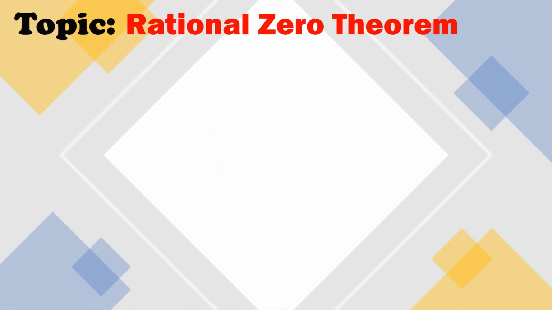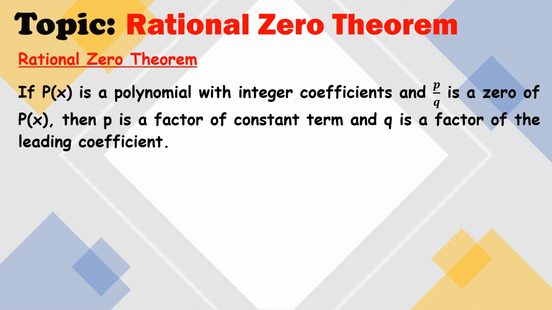The rational zero theorem. The rational zero theorem states that if p of x is a polynomial with integer coefficients and p over q is a zero of p of x, then p is a factor of the constant term and q is a factor of the leading coefficient.